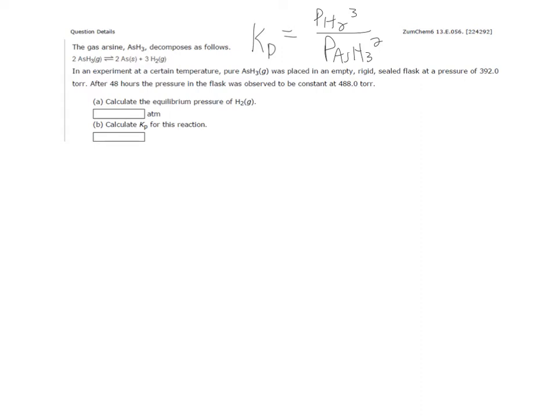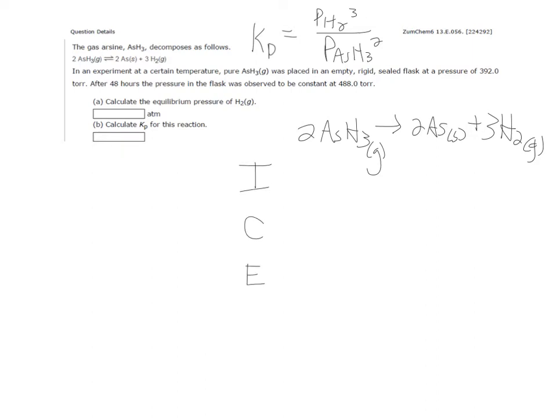Now let's write an ICE table out. The solid As is part of the equation, but only gases and, as we'll see in the next few chapters, aqueous species belong in the ICE table. So what I'm going to do is take that column under As and just X it out because it has no bearing on what we do or consider.